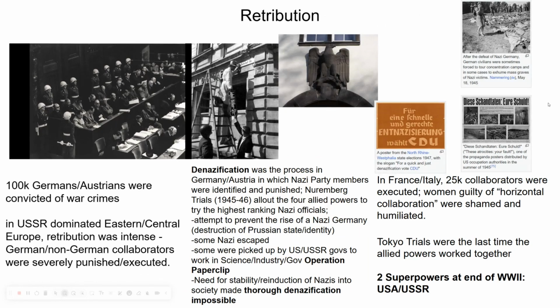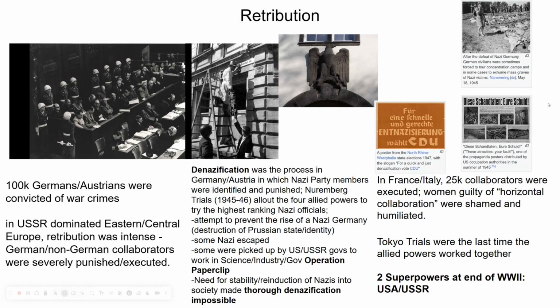So, how did the Allies get revenge against their enemies in the war? Persecution of these criminals, of these war criminals, of these Nazis, of their war crimes through trials and executions. So, we see a staggering number of war crimes convictions. 100,000 Germans or Austrians were convicted of war crimes. The main trials for Europe were the Nuremberg trials, held in Germany, ran by the Americans for the most part, alongside the British and the Soviets. But we see that happen in kind of under the American lens.